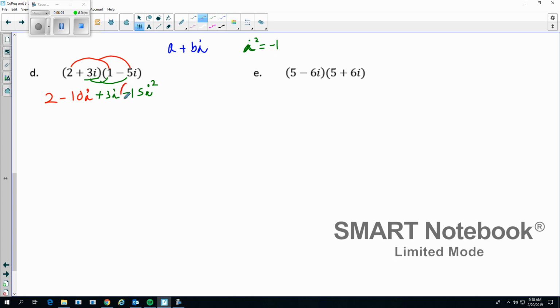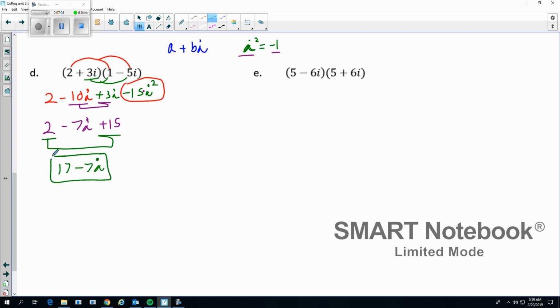So this right here is actually going to turn into a plus 15, because minus 15 is getting multiplied by essentially negative 1. So let's see what we have here. So we're going to have 2. I can go ahead and combine these together. That's going to give me a minus 7i. And then this actually turns into a plus 15 because of the i squared. And so then the last thing we want to do is combine these two right here, which will give us 17 minus 7i. And there you go. That is it.